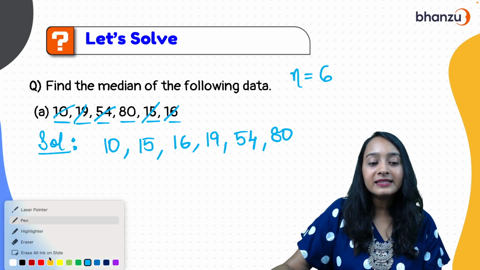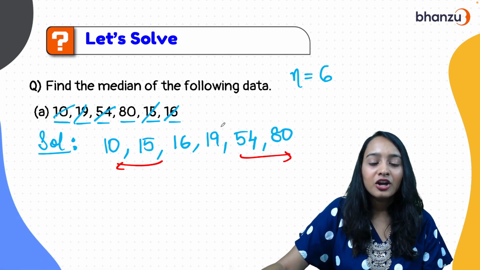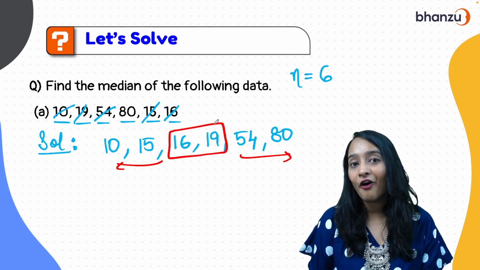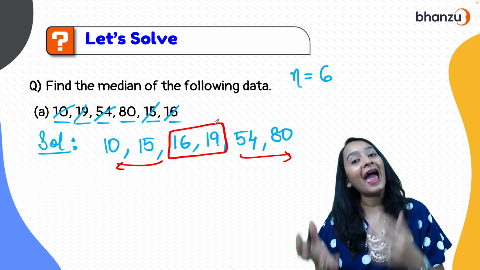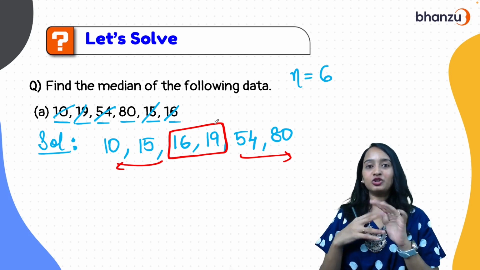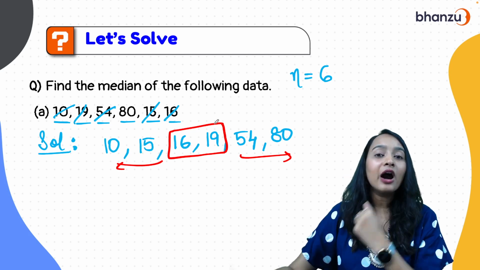Now, what is the middle value? You leave 2 numbers here, you leave 2 numbers here. You can see 2 middle values here. Now, what do we do? We can't say that the median is 16 and 19. That's wrong. You can't say that the median has 2 values. Median can never have 2 values. It's just one value. So how do we find it?